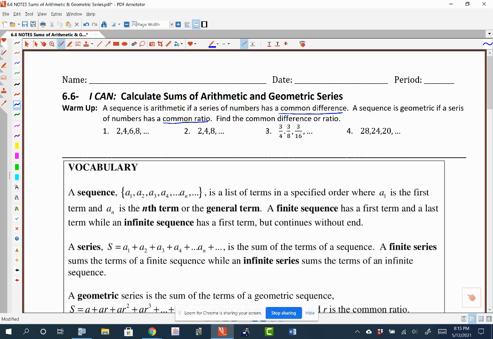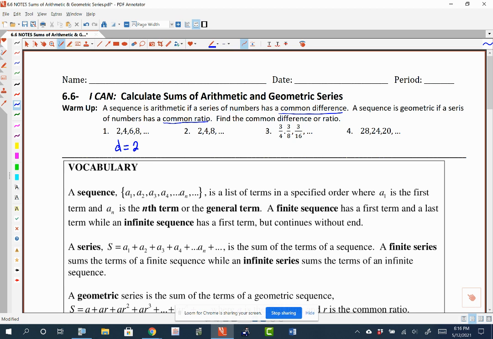To find our difference, we're essentially taking a number and subtracting the one in front of it. So 4 minus 2 is 2. 6 minus 4 is 2. 8 minus 6 is 2. So it looks like our pattern is just adding 2 as we progress. We call this a common difference, and we use the variable d for common difference. Our pattern is just adding 2 each time.